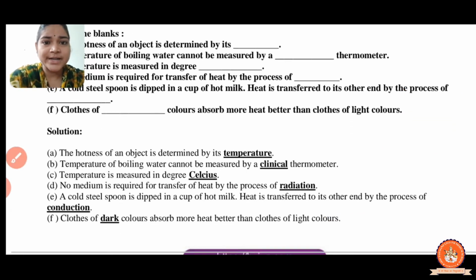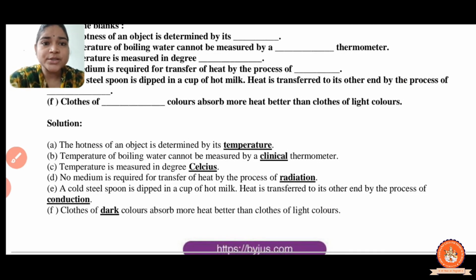Now the last one: clothes of dark colors absorb more heat than clothes of light colors. I already explained in the chapter that clothes of dark color, for example black, absorb more heat than clothes of light color. So that's why we wear dark colors in winter and light colors in summer. If we wear light colors in summer, we feel very comfortable, right?